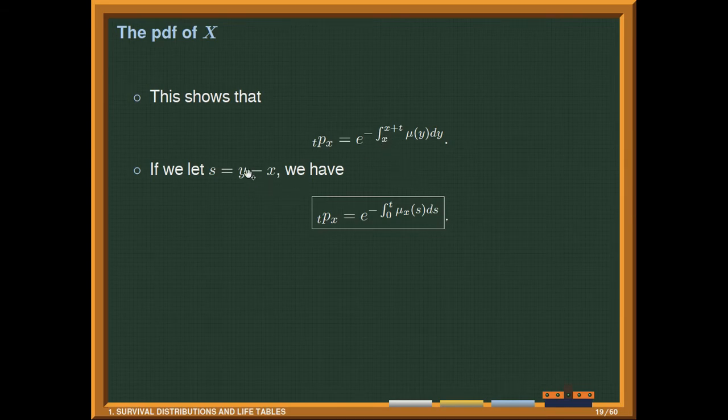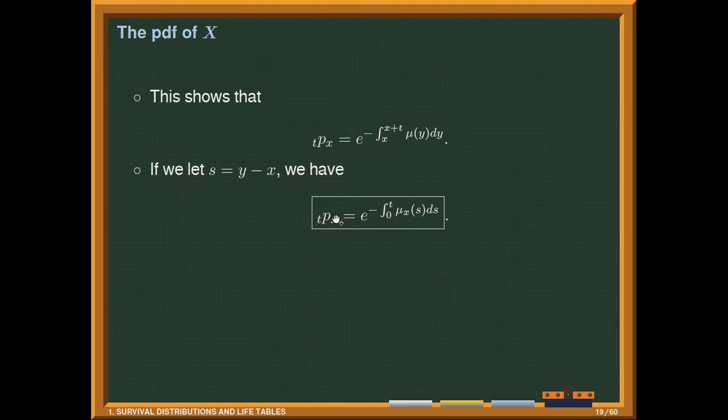When y is equal to 0, when y is equal to x, s is 0. And when y is x plus t, s is t. So tpx is actually equal to e raised to negative the integral of mu sub x of s ds from 0 to t. So in this form, x is fixed, right? It's t which is varying.